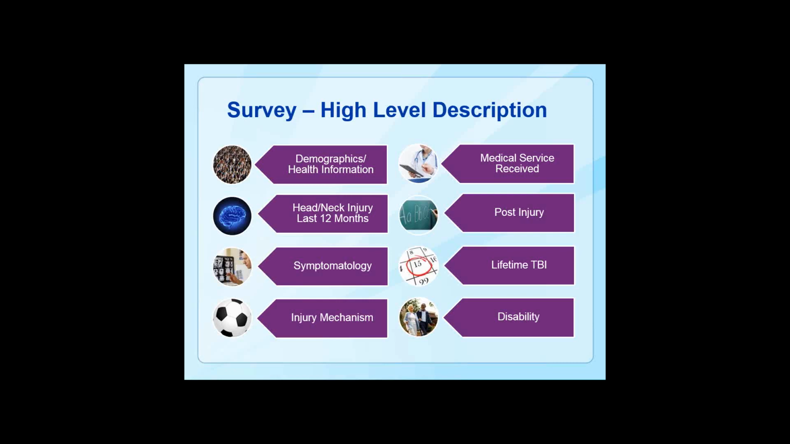The first section is demographics, health information. For both parents and their children, we will be asking basic demographics such as age, education, and insurance. For youth, we will also ask about general health and comorbidities. These comorbidities include epilepsy, ADD or ADHD, migraines, developmental delay, or conduct problems. We will want to establish whether the child was experiencing the condition prior to any head or neck injury we discussed that occurred in the last 12 months.